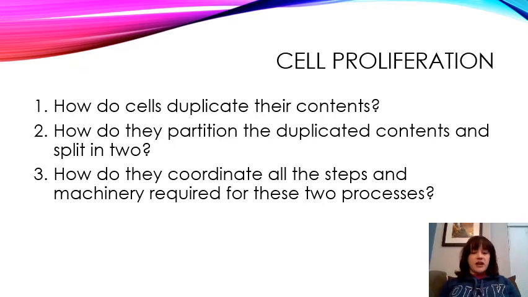So there's three main questions you can ask about cell proliferation. First, how do cells duplicate their contents? Second, how do they partition these duplicated materials and split in two? And third, how do cells coordinate all of these steps, all the proteins and enzymes that are needed for both of these processes? So we've got duplicating the DNA, we've got splitting the DNA in two, but then also the rest of the cell has to get split in two as well.